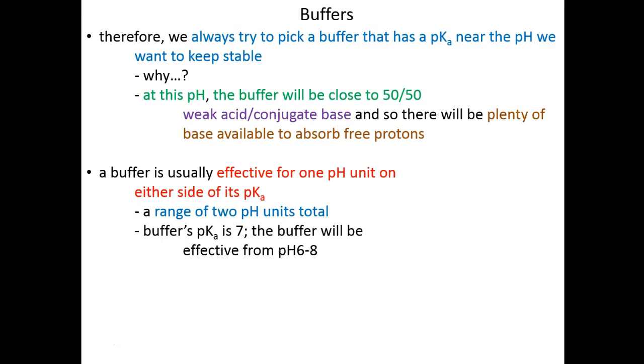Buffer is usually effective up to 1 pH unit on either side of its pKa, and so most buffers have a 2 pH unit range.